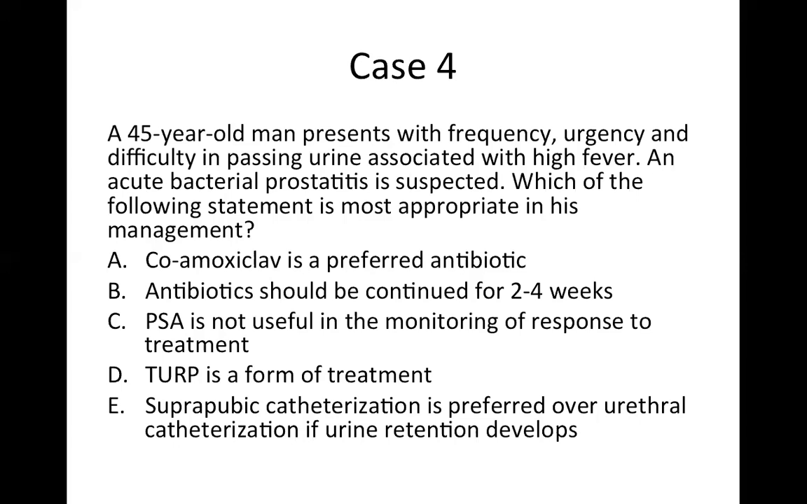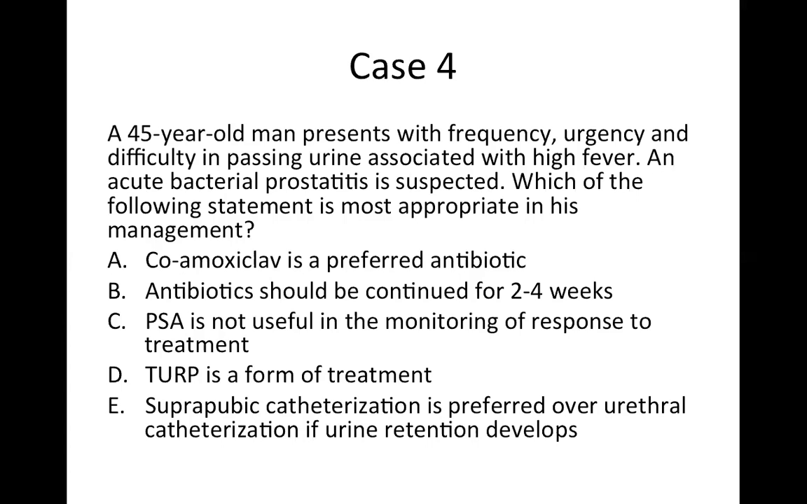So you need to start with a drug that usually penetrates into the prostate, and usually these are the fluoroquinolones, usually ciprofloxacin, levofloxacin, and that category of drugs. Also, cotrimoxazole is another drug which penetrates the prostate tissue. Those are the drugs that we usually give, and therefore coamoxiclav is not a preferred antibiotic, so it's wrong.